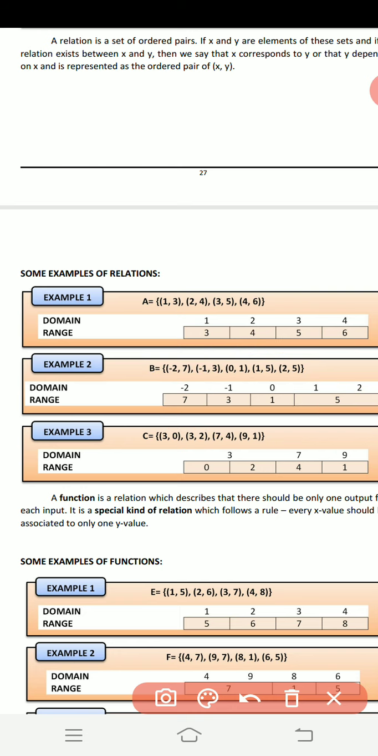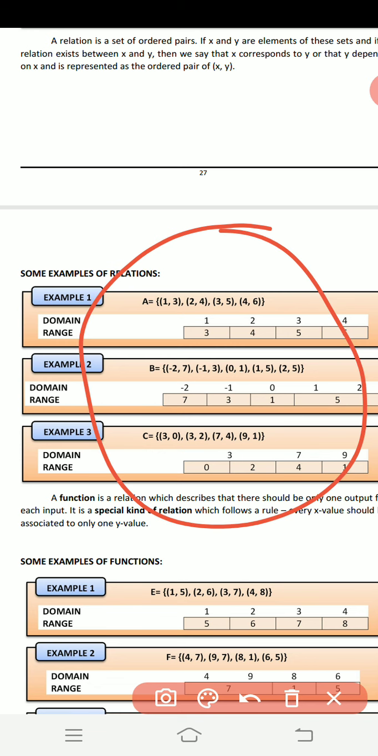Okay, next. Example number 3. Set C containing the elements with ordered pairs (3, 0), (3, 2), (7, 4), (9, 1). So when we have the table, we write it this way. Okay, 0 and 2 are sharing the same x, which is 3. So diyan natin malalaman kung alin dito sa tatlong examples natin ang function.